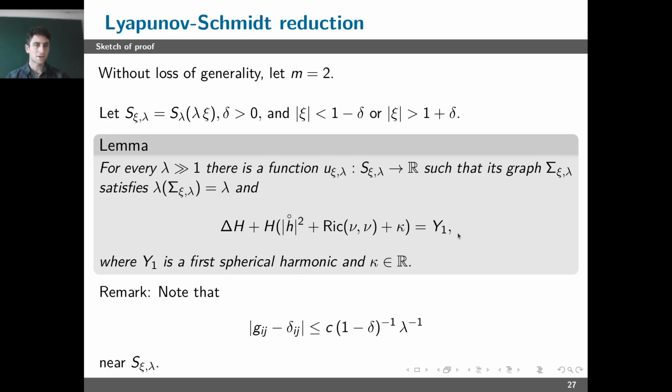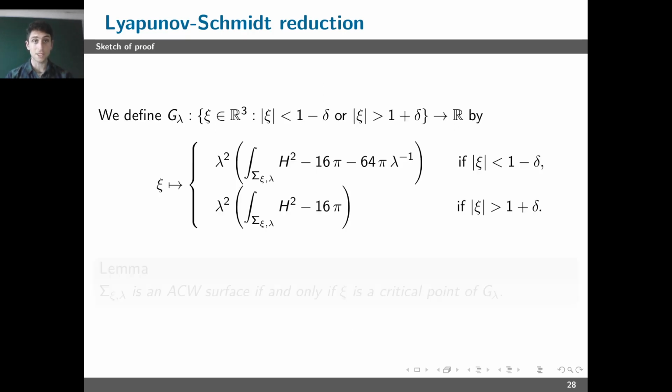And in fact, it turns out that these first spherical harmonics somehow measure the translation sensitivity of the Willmore energy of these surfaces over here. Okay, now of course we're interested in when these surfaces are exactly area-constrained Willmore surfaces and not only up to first spherical harmonics. And for this reason, we define a function G_lambda that measures the translation sensitivity of these surfaces. So this function G_lambda maps from this parameter space of all psi that are uniformly bounded away from 1, and it maps it to R.